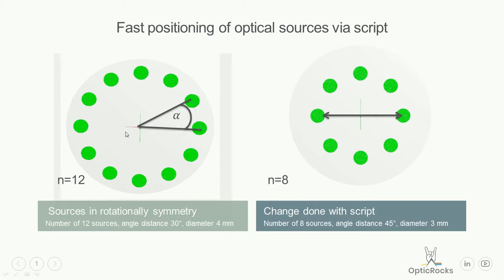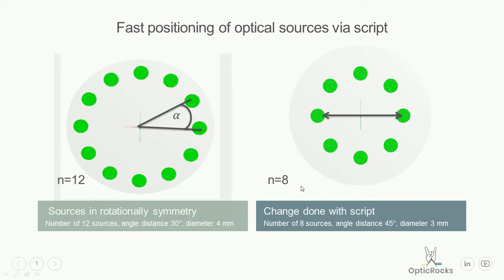You see here on the left, this is a diameter of 4 millimeters, and on the right there's a diameter of 3 millimeters. Also, like I said, this angle step or angle distance is here 30 and here 45. That's more distance. And we can also change the numbers. Here's 12 and here's 8.